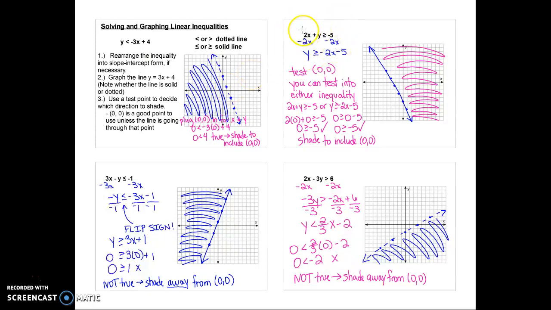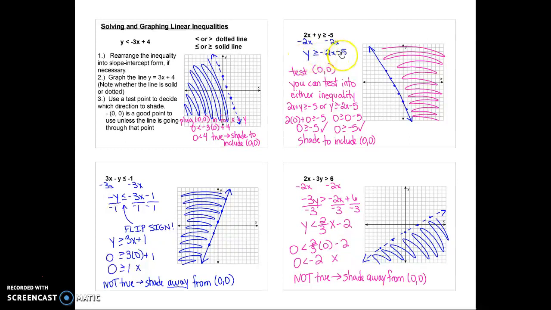All right, second example. 2x plus y is greater than or equal to -5. So again, going through the steps. Step number 1, we're going to have to do here. Okay? This is not in slope-intercept form, so you have to rearrange it first. In order to rearrange it, I need y by itself. So I'm going to move this 2x to the other side by subtracting it. So I get a -2x minus 5 on the right-hand side.